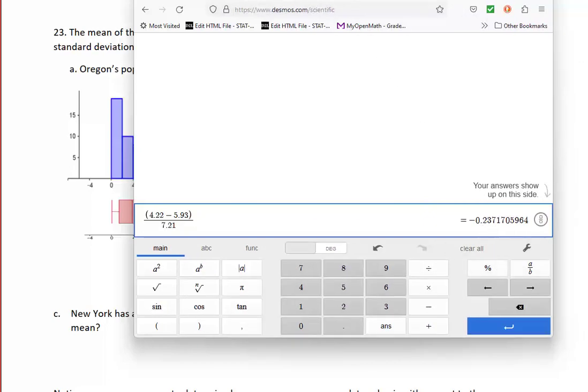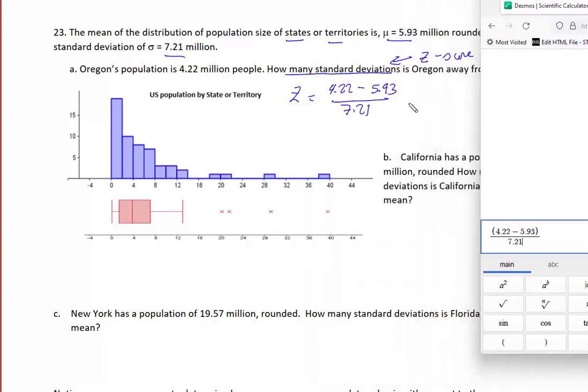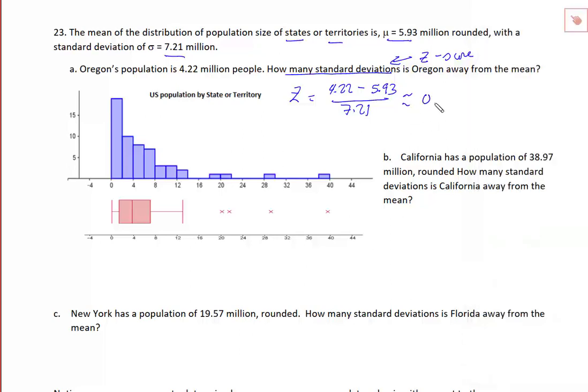Negative 0.2371. So what does that tell me? I'm going to round this. It's off screen now, but I'll write it down. This is approximately negative 0.24, rounded to 2 decimals. Notice it's negative, so I am below the mean. Another thing it tells me is that the standard deviation is pretty large here, and I'm about a quarter of a standard deviation below the mean. So I'm very close to the mean.